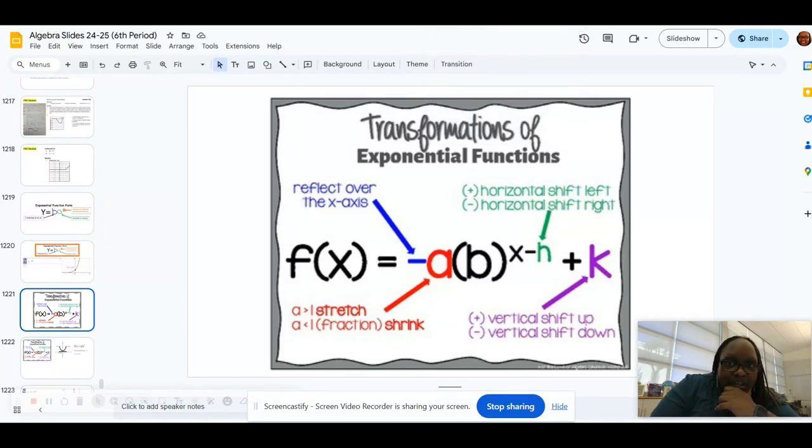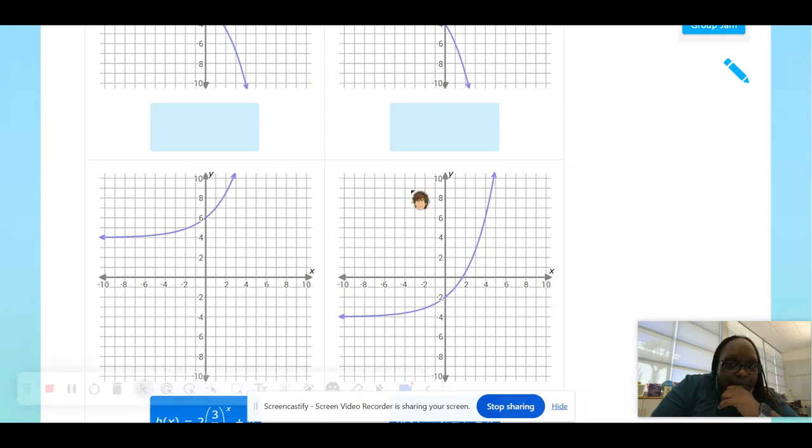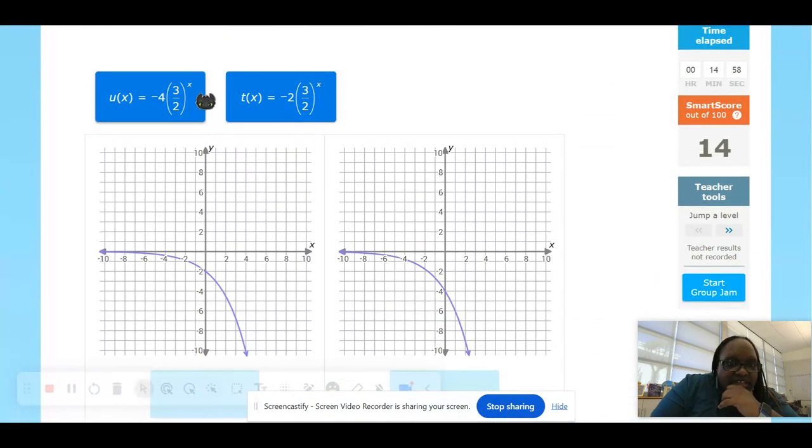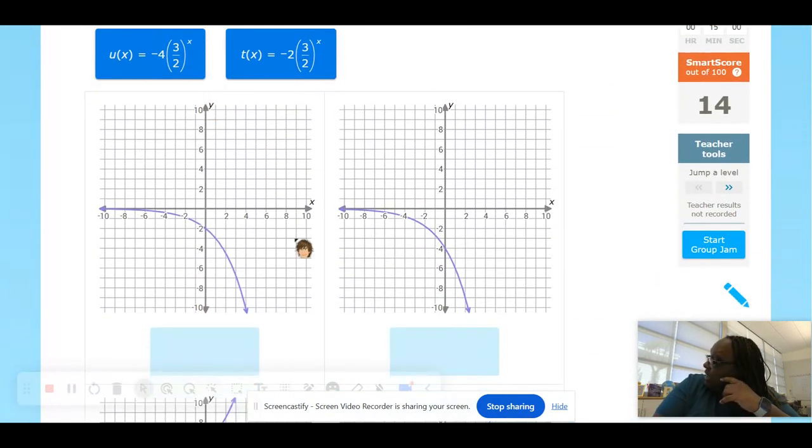Now, let me go back. So now for this one, these are the only two options left. So let's see which one it is. So the only difference is the -4 and the -2, and that's clear. I see a -2, I see a -4.